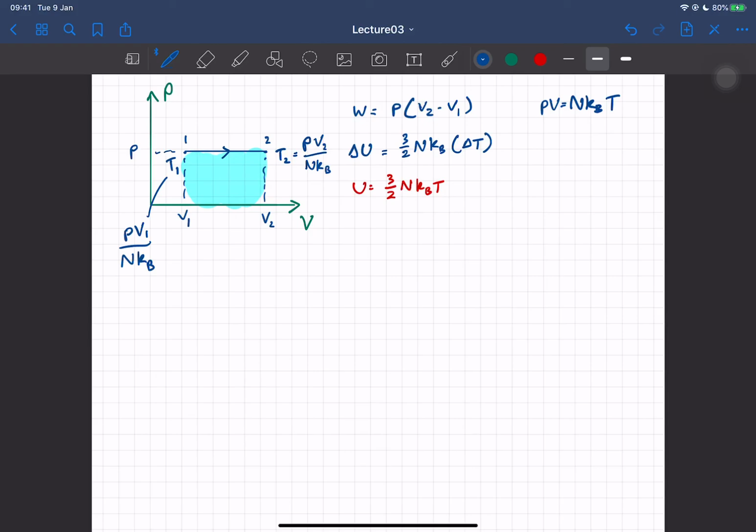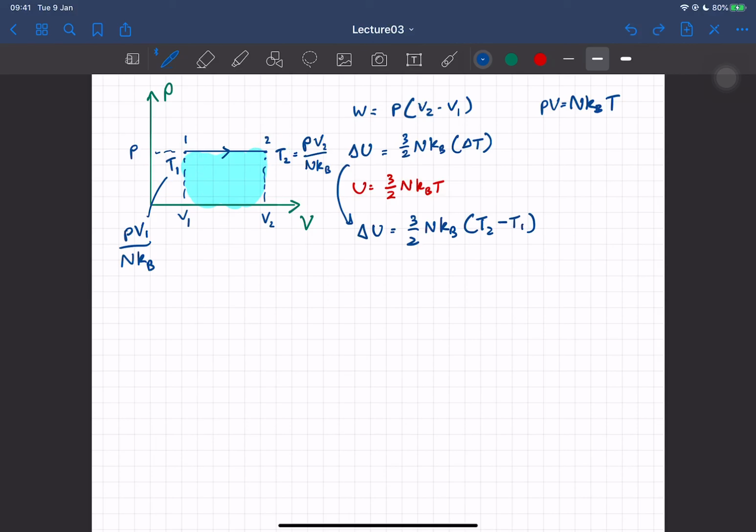So you can calculate T1 and T2. So the difference, T2 minus T1. So let me write it down here. So delta U is 3/2 N kB, delta T is just T2 minus T1. Right? So you can just subtract these two numbers from each other, and then you can get delta U. So the interesting thing here is that to calculate delta U, you only need to know the temperature at the end points.